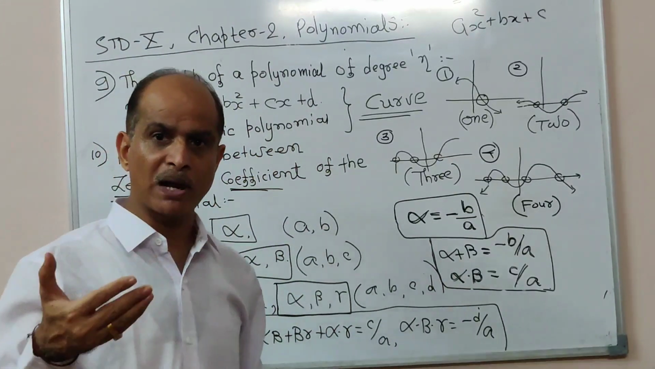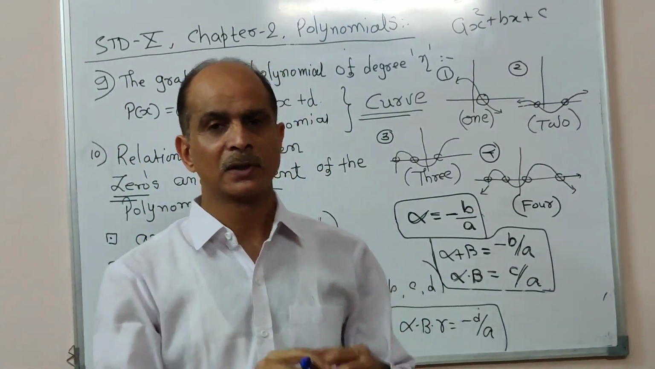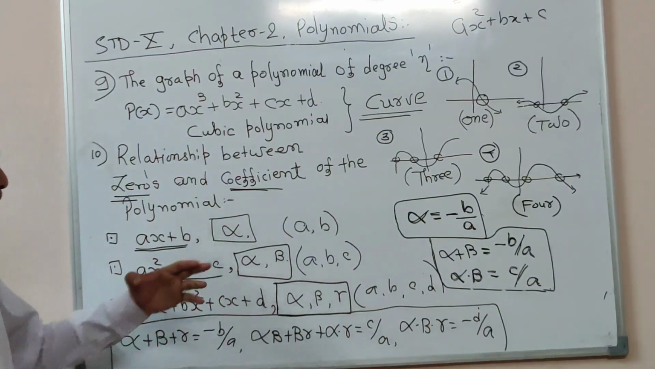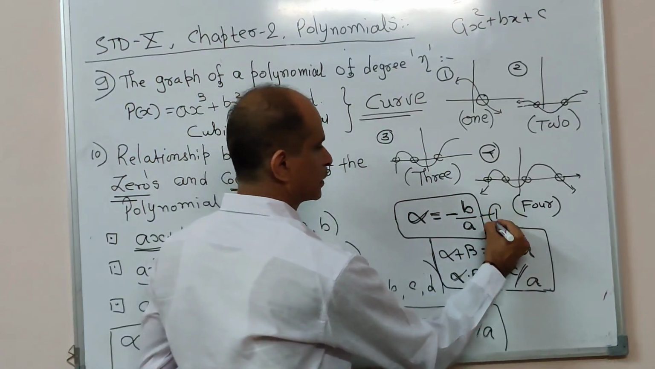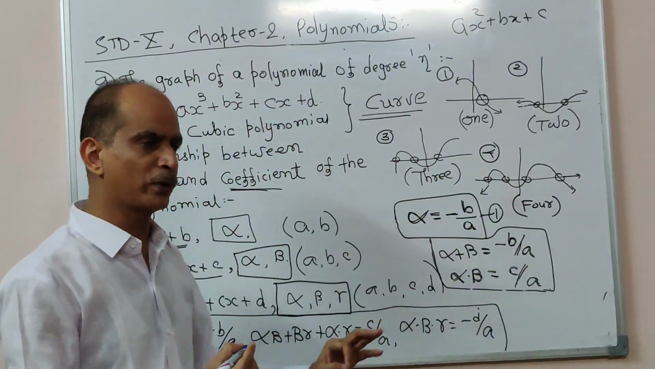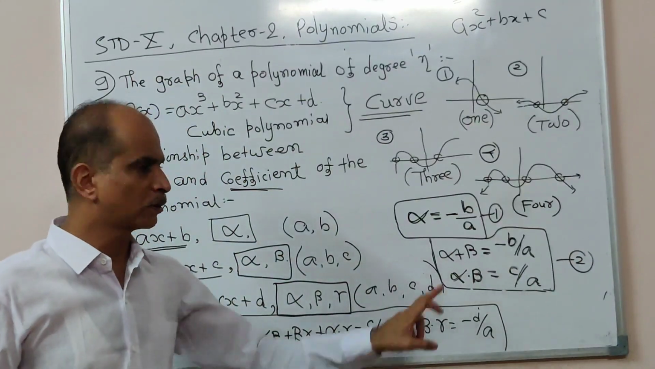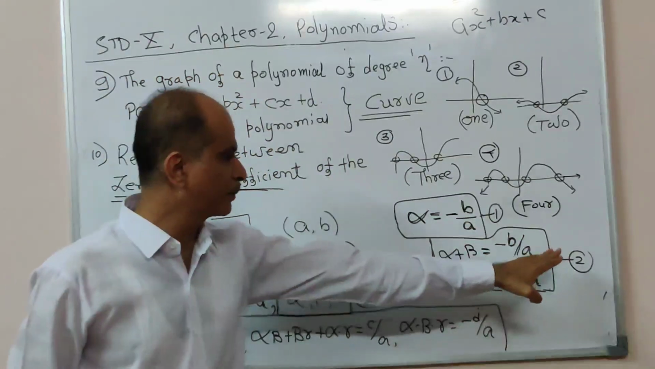Zeros are denoted by alpha, beta and gamma, while coefficients are denoted by a, b, c, d, and these are very important formulas. Formula number 1, alpha is equal to minus b by a for a linear polynomial. Formula number 2, alpha plus beta is equal to minus b by a, and alpha into beta is equal to c by a for a quadratic polynomial.